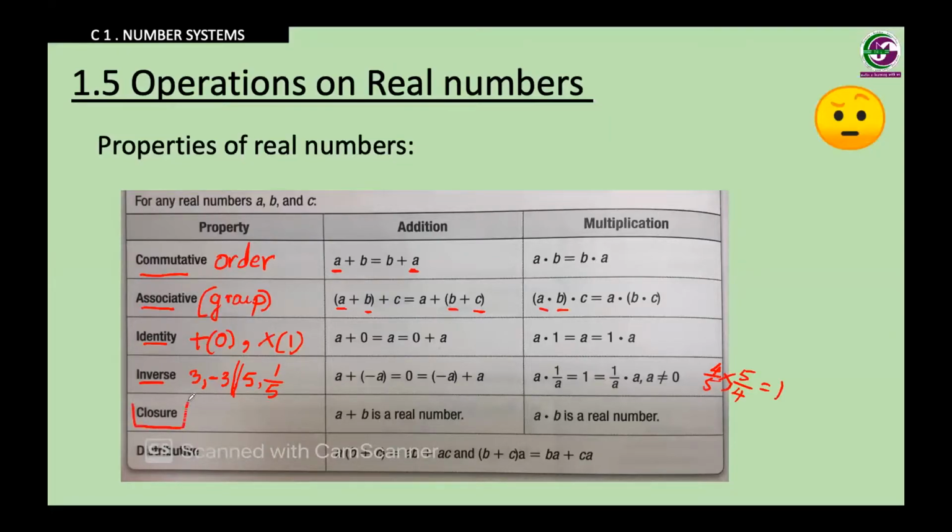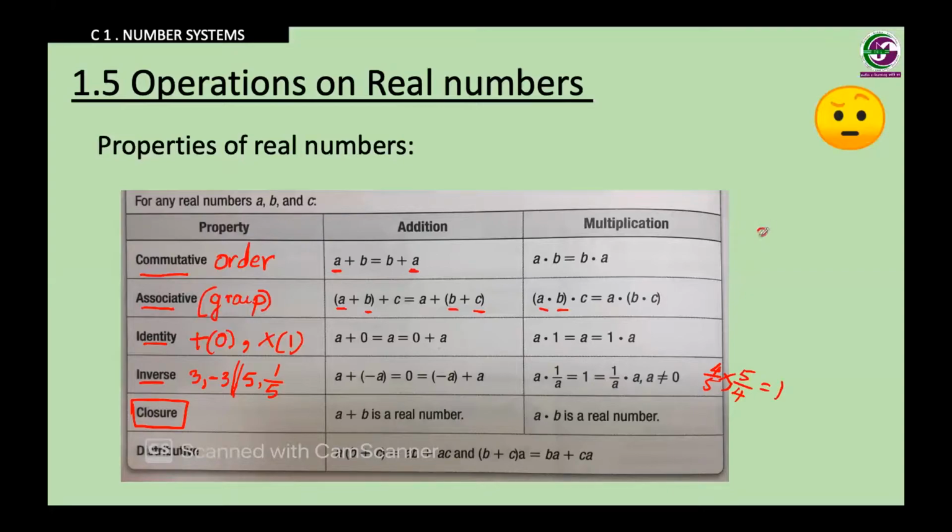Closure property means when you start with a type of number, for example, A is a real number, B is another real number, and your answer is also a real number. This is called closure property. For addition, we add, and for multiplication, we multiply them. Let me give you a condition which is not under closure property. It will be more clear for you.